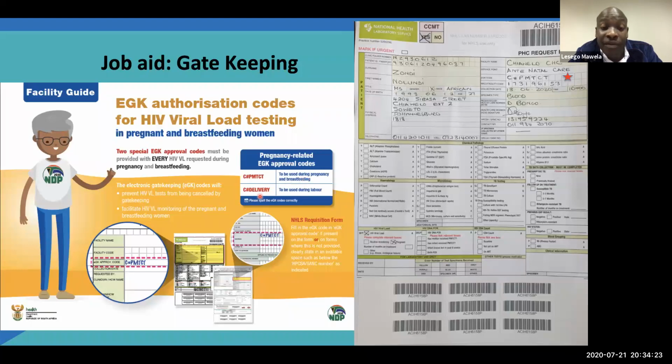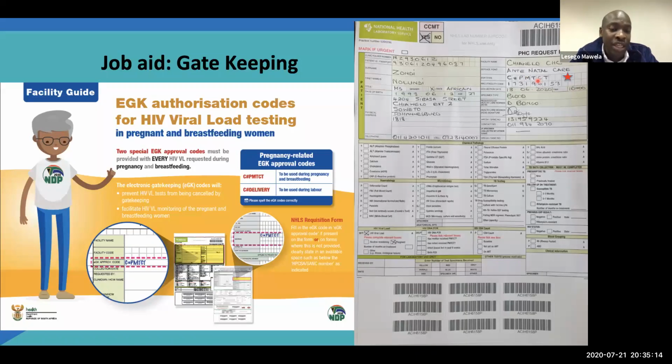If it is a delivery viral load, you need to put in C#delivery, right? And you will see here, if your form has a space like this, this is the new form, it has a space for the code, you would then put in the code next to this star where it says EGK code. However, if your form does not have the space for the code, you would just put it next to the address. As you can see there, next to the address, you put the code in. But over time, all the old forms will be phased out. We will then be using the new form, which has a specific space where you need to put in the code. If you do not put in the code, your specimen would be rejected, right?